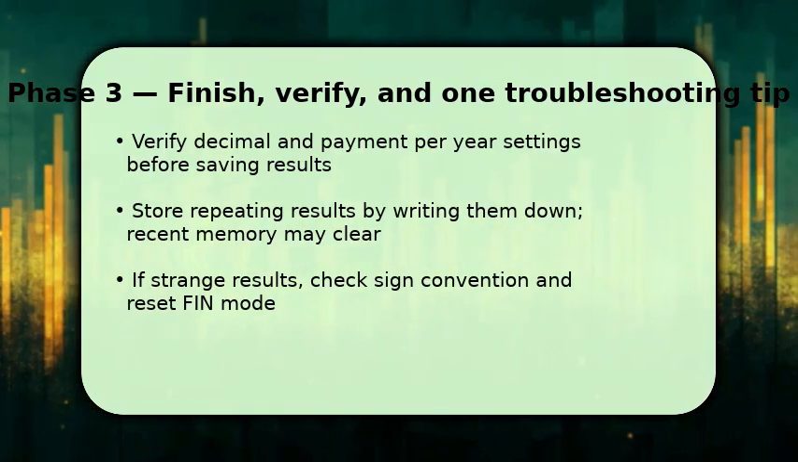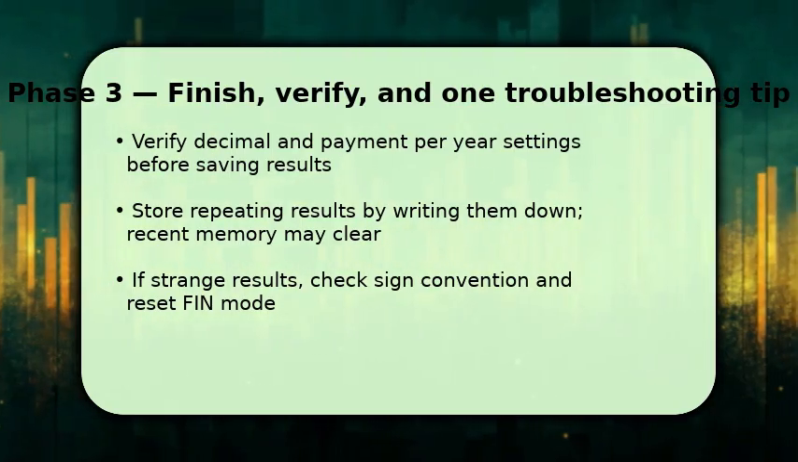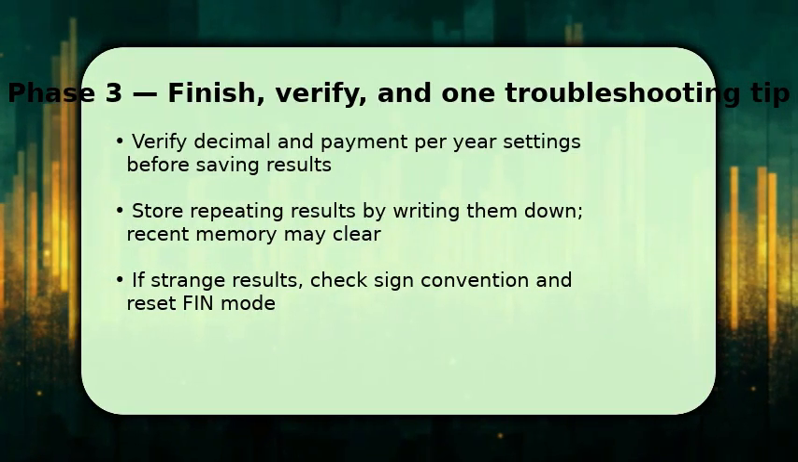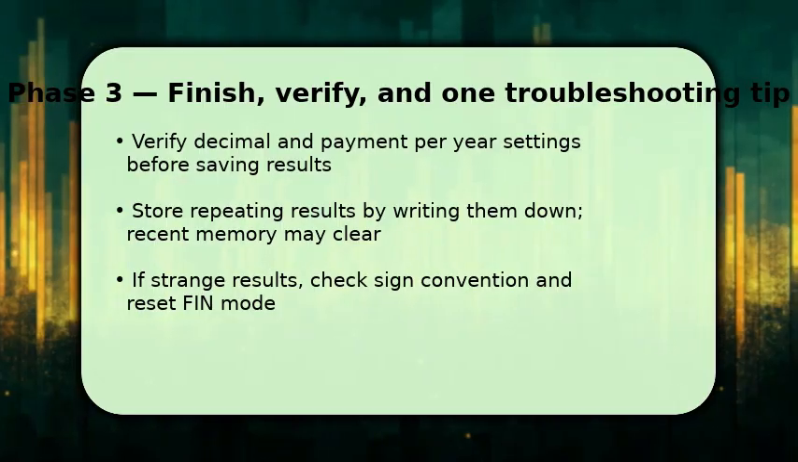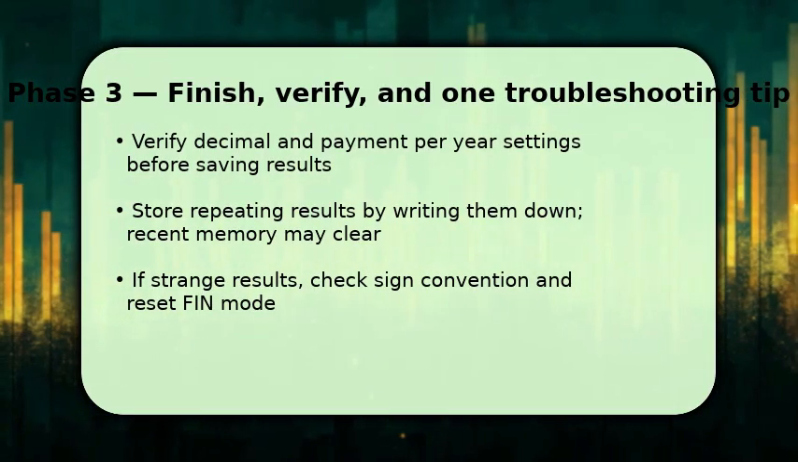They affect PMT and I/Y outputs. Once satisfied, note results because the calculator's memory is limited. Write key numbers down. If values seem wrong, first confirm you used the correct sign convention for cash flows. Most errors come from opposite signs.